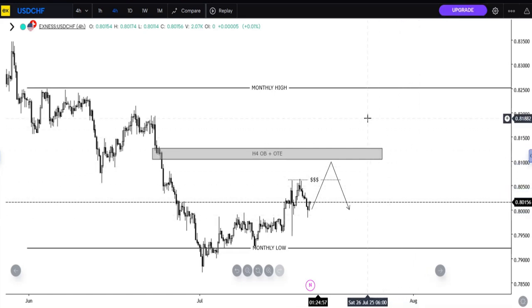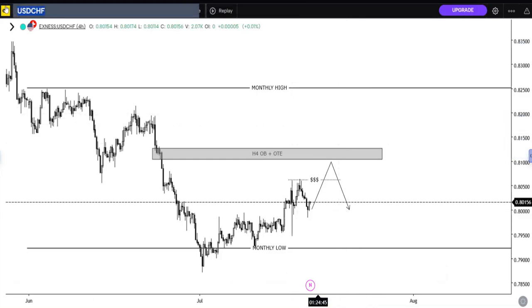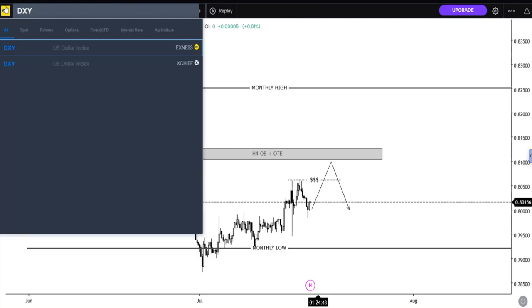And this one is a bearish setup. On the previous video on DXY, we saw a bullish setup, but it's still very far. Let me show you what I mean. This is USD Chief, right? Let's open DXY. Let me show you.